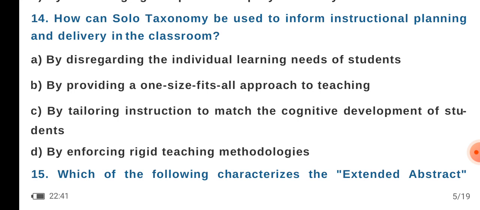The correct answer in number 14 is letter C, by tailoring instruction to match the cognitive development of students. Explanation. SOLO taxonomy can be used to inform instructional planning and delivery in the classroom by tailoring instruction to match the cognitive development of students, ensuring that teaching strategies align with students' learning needs and levels of understanding. Okay, let's move on to number 15.